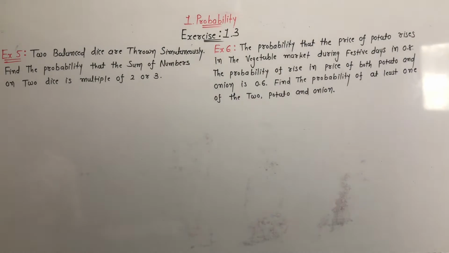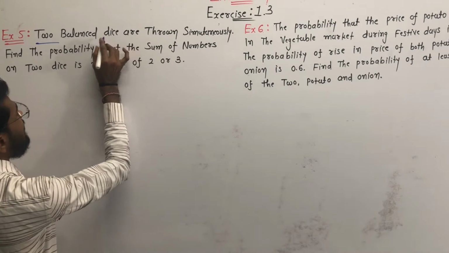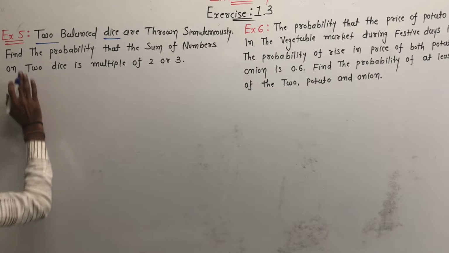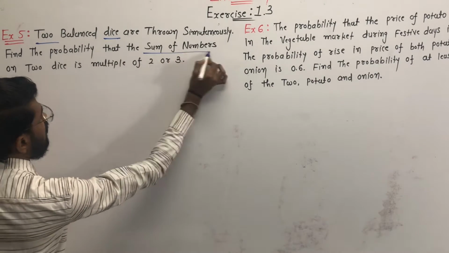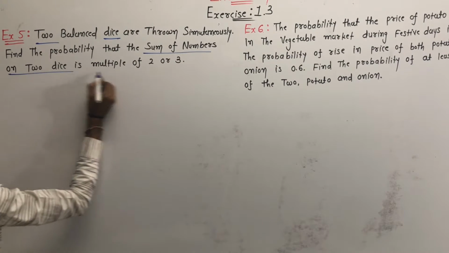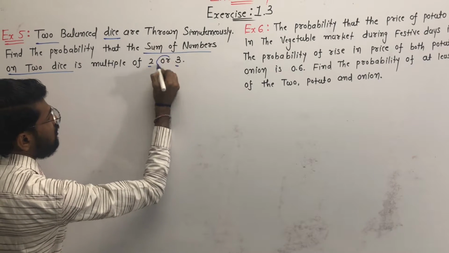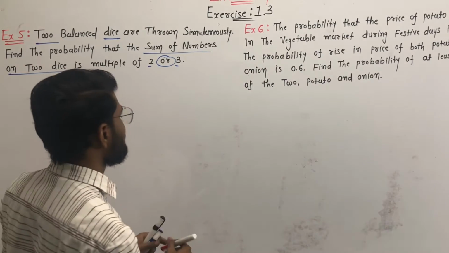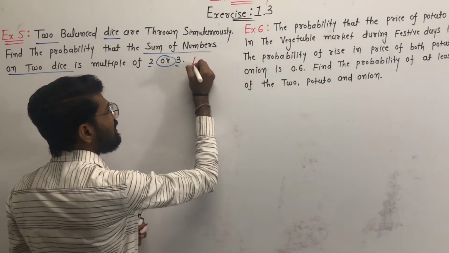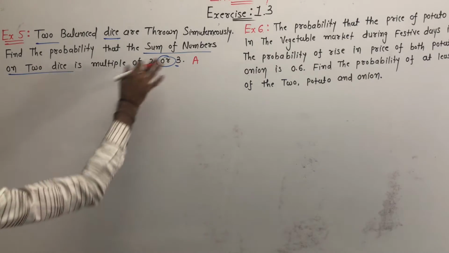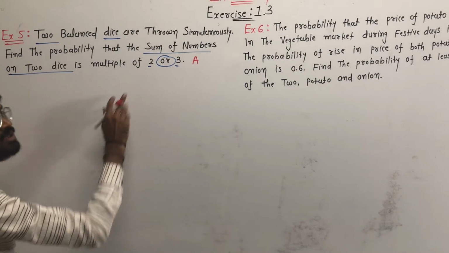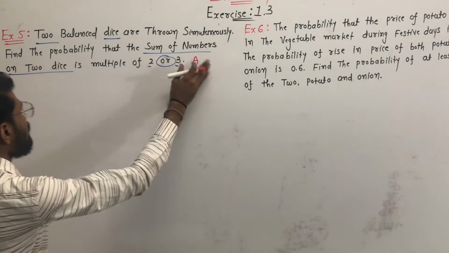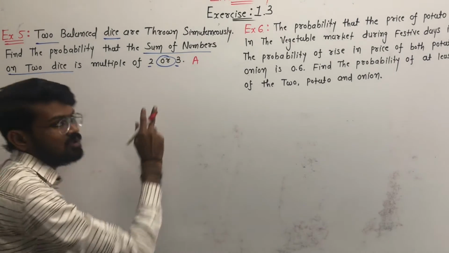Example number 5 is that two balanced dice are thrown simultaneously. Find the probability that the sum of numbers on two dice is a multiple of 2 or 3. Yes, or means union. Understand? Suppose event A is that the sum of numbers on two dice is a multiple of 2, and suppose event B is that the sum of numbers on two dice is a multiple of 3.